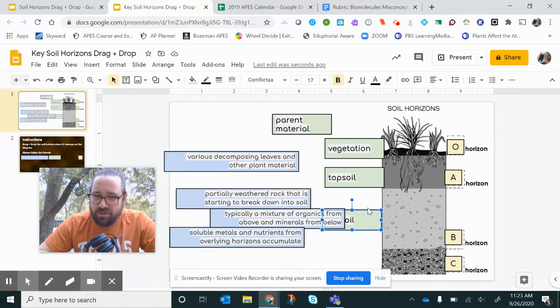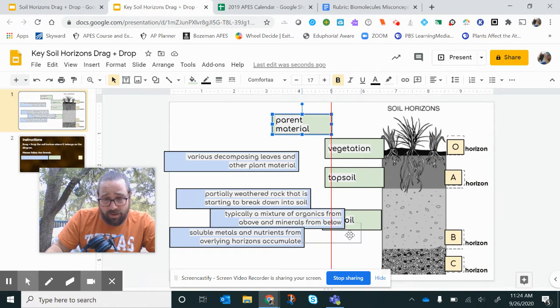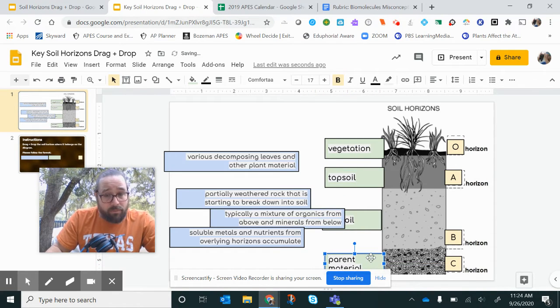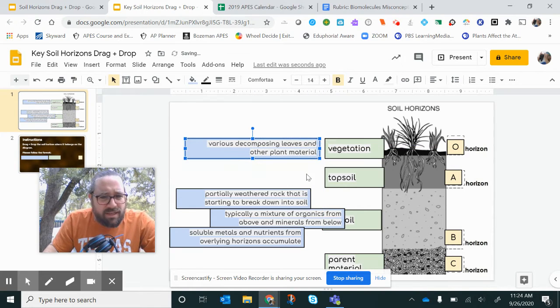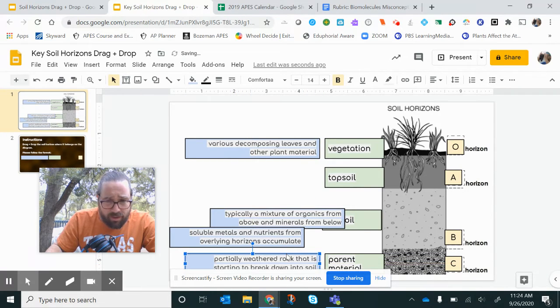Not much humus, not much organic matter at all in the B horizon. And then the C horizon, that's pretty much just rock. Remember, where does soil come from? It comes from weathered rock. And so the C horizon is pretty much weathered rock. My detritus and my decomposing leaves, that's in the vegetation layer, the O horizon. We just said that partially weathered rock is not really soil.